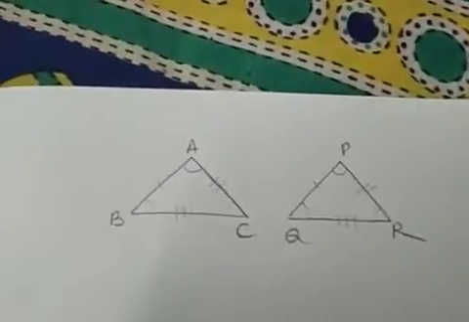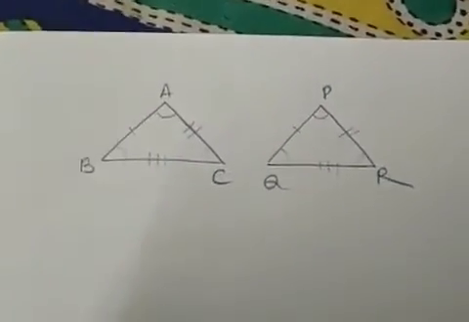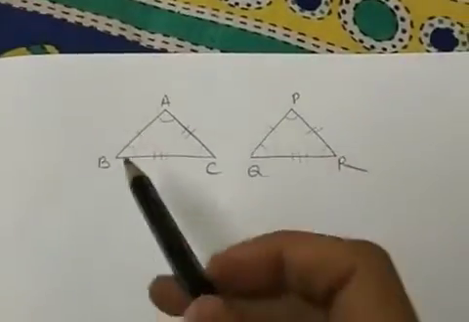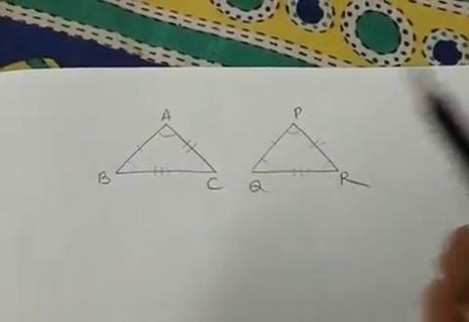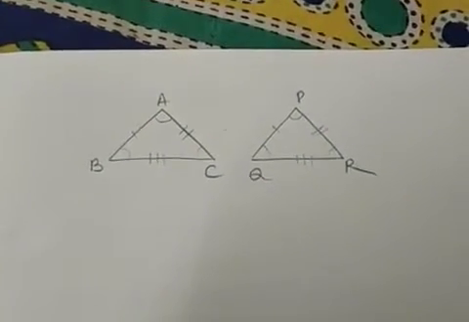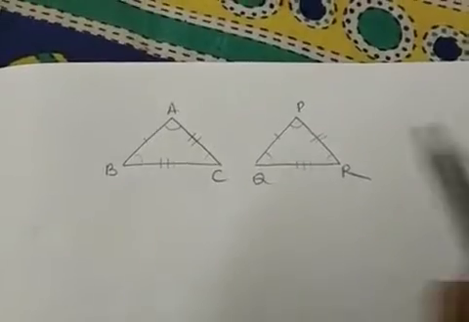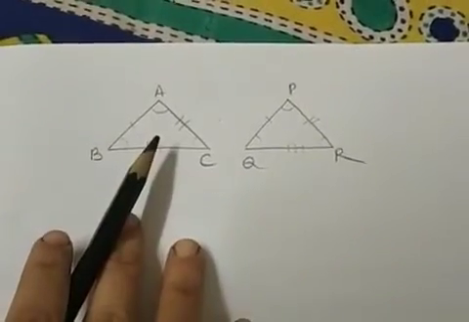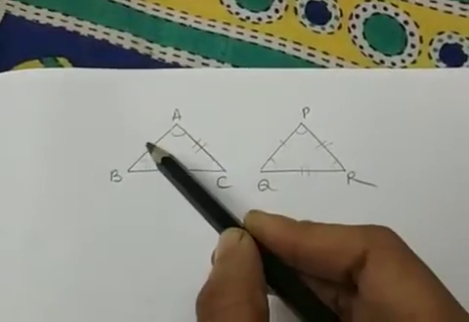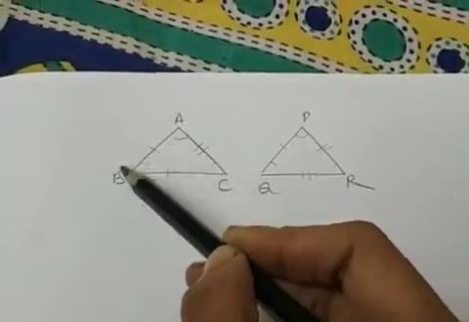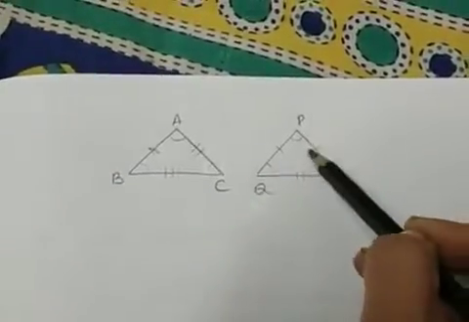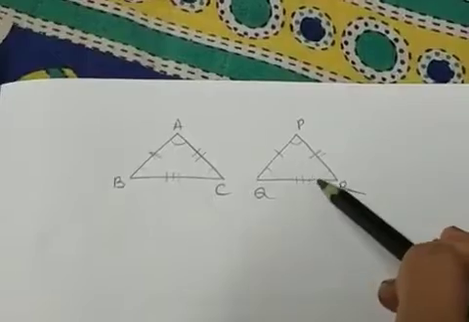Now there are different tests which are used to prove that two triangles are congruent. One is the SSS test, then you have the SAS test, and then you have the ASA test, and also the RHS test. Now by the SSS test, what it means is that you have to show that this side is equal to this side is equal to this side, and the third side is also equal.